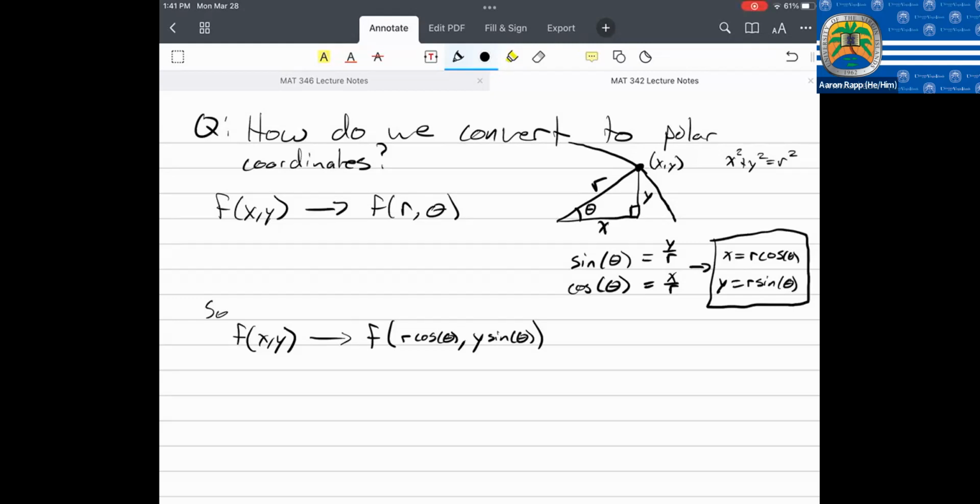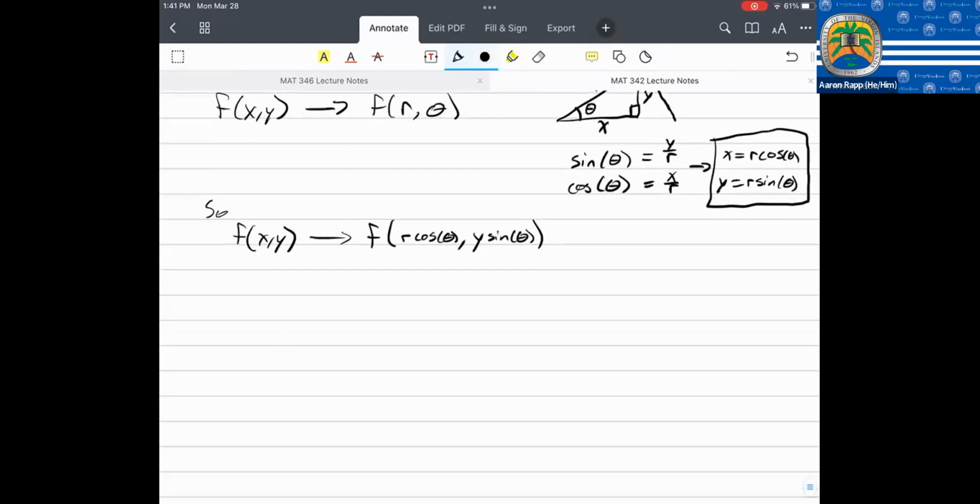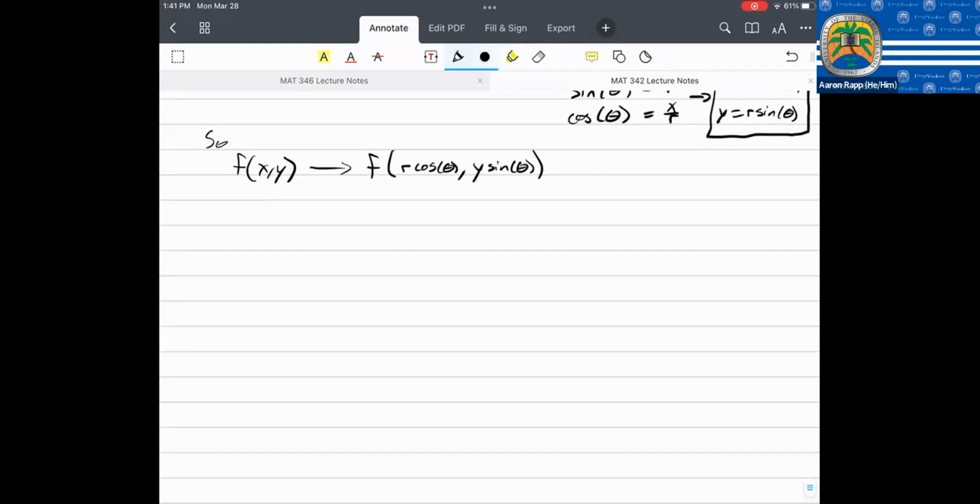Now there's one other thing that we have to be careful about. It's going to come into a nice little result, but we're going to have to do a little bit of work to get there.